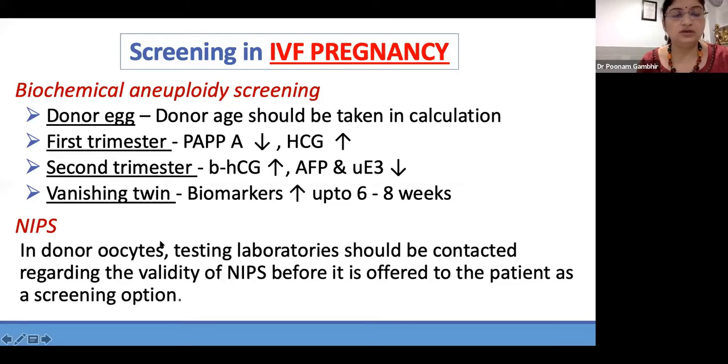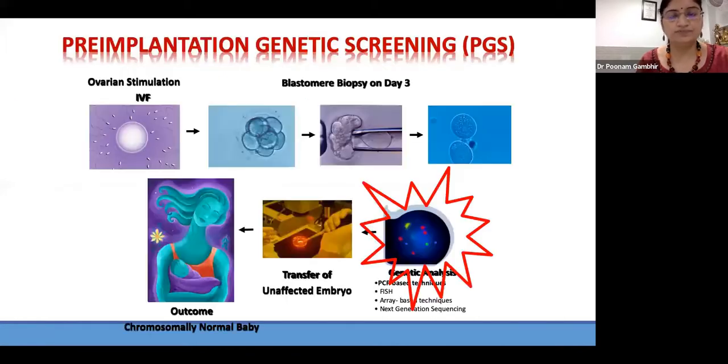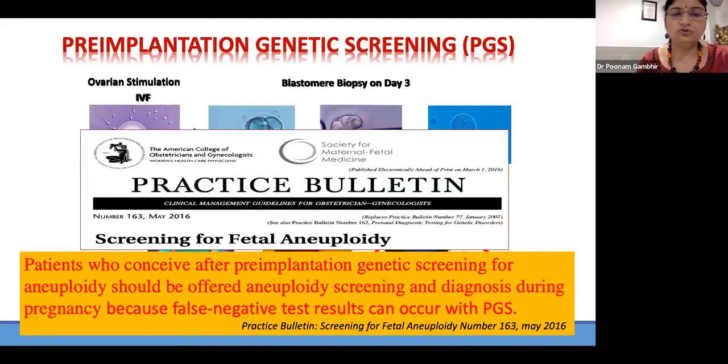NIPS in IVF pregnancy, in donor oocytes, the testing laboratories should always be contacted regarding the validity of the NIPS in their lab before it is offered to the patient as a screening option. So for PGS as offered in IVF pregnancy, those who have conceived after pre-implantation genetic screening for aneuploidy should be offered aneuploidy screening routinely and diagnosis during the pregnancy, because there are high chances of false negative test results even after PGS. So routine aneuploidy screening should be offered.